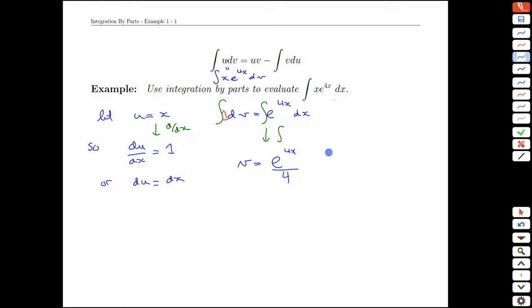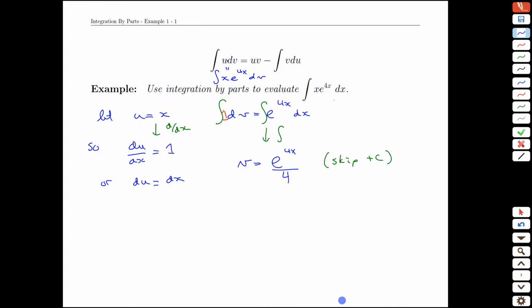We're going to skip the plus c. I'll explain why at the end. But we could include it if you wanted. It just turns out not to be helpful. It'll always end up merging with something else anyway. So we just integrate and find the simplest antiderivative of the dv part.